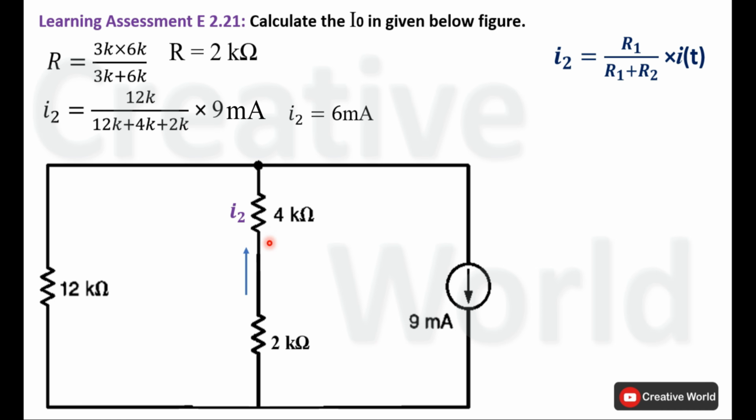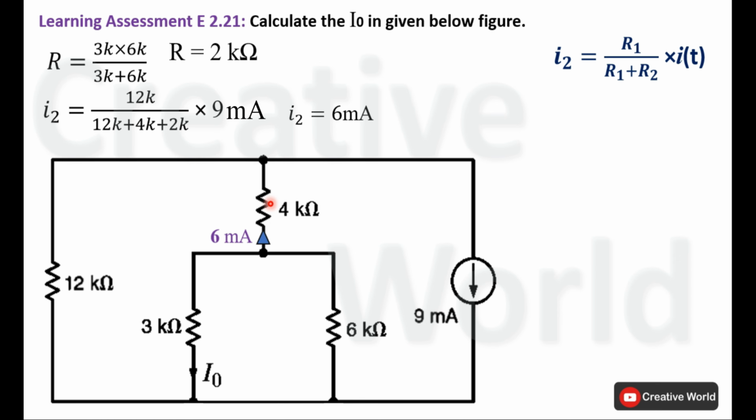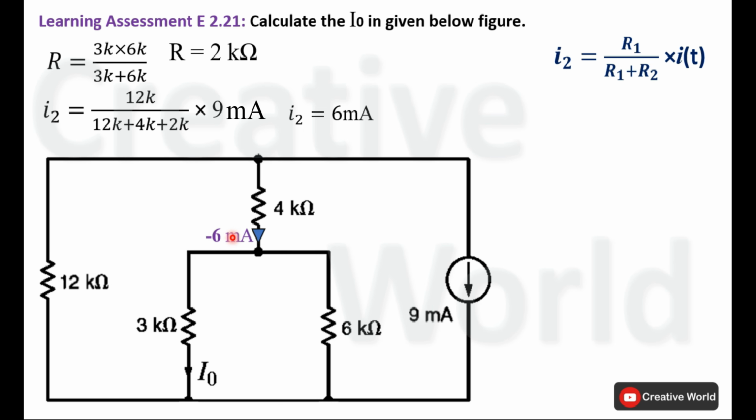Now we will go back to our original circuit to calculate the value of I0. Current of this branch along with its direction is indicated in this figure. Here we have to calculate the value of I0 current that is opposite to the direction of this current. So in order to change the direction of this current, we will add a minus sign with the value of current. Now this minus 6 milliampere is entering this node and distributing among these two branches. We are interested to calculate the current of this branch.